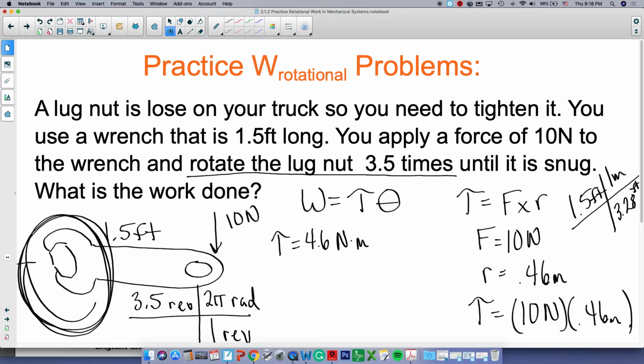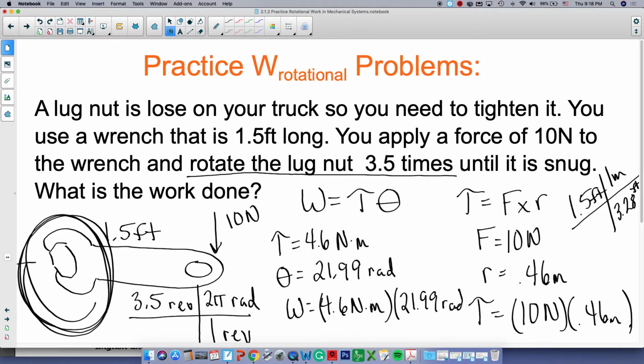Well, that's 6.28. Put that in your calculator, and you will get, so 3.5 times 2 pi is 21.99. And that's radians. Now we got what we need to plug into our formula. So work is going to be 4.6 Newton meters times 21.99 radians. So put that in your calculator, and I get 101.16. And that is Newton meters.